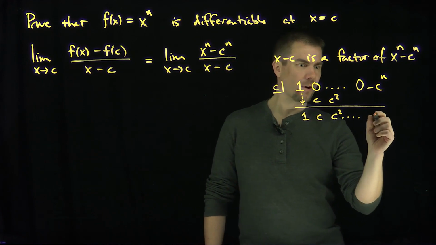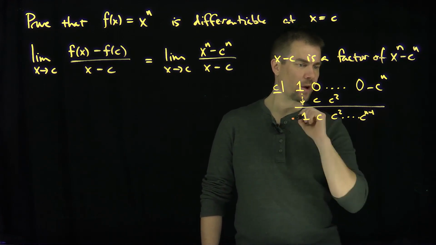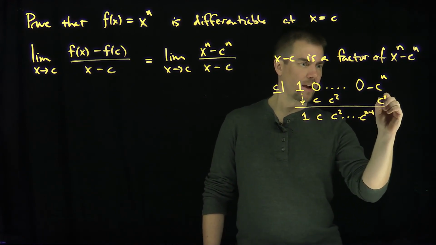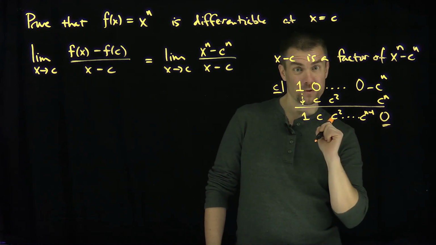All the way down to what? All the way down to the last one, which is c to the n minus 1. And then I'm going to have a c to the power n with a positive sign, so I get a 0 over here, so that proves it's exactly a factor.